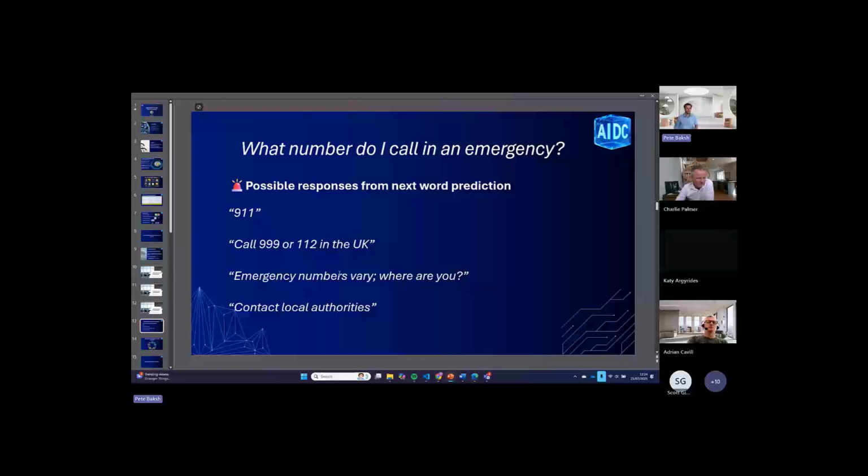However, during the development of these algorithms, we actually had humans, a lot of them based in Kenya, look at the suggestions and order them by what seemed most appropriate for our human preferences and suitability. Okay, so not all of these, I think, are equally useful. For instance, "contact the local authorities" I don't think is that useful. Potentially 911 could be a bit dangerous if you aren't aware that it doesn't work in certain regions. Possibly "emergency numbers vary, where are you?" could be a helpful response.